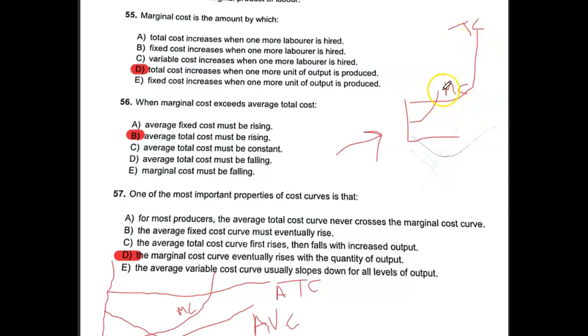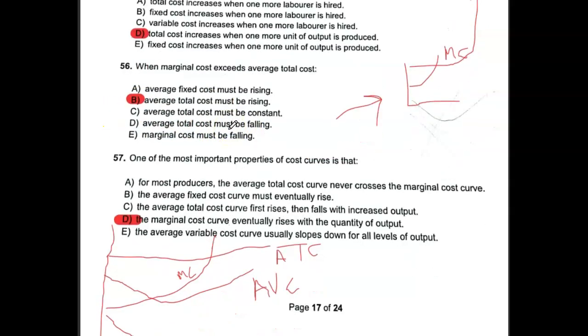So obviously when this exceeds, this has to be rising. But this is technically easy because all cost curves are rising. So the average cost curve must be rising. It has to rise. It can't decrease. It never decreases. The only curve that decreases is the average fixed cost curve. The fixed cost, yes. But not all these curves.